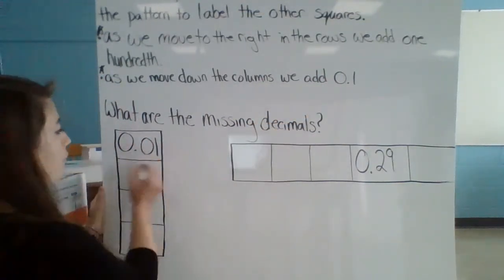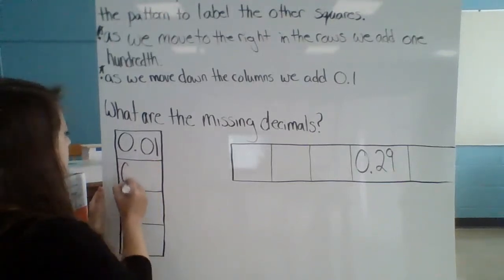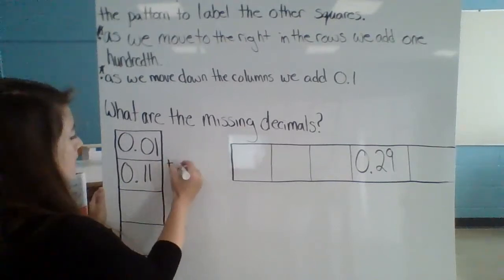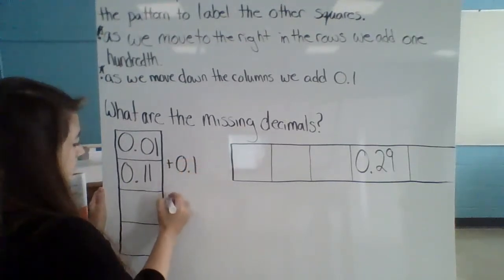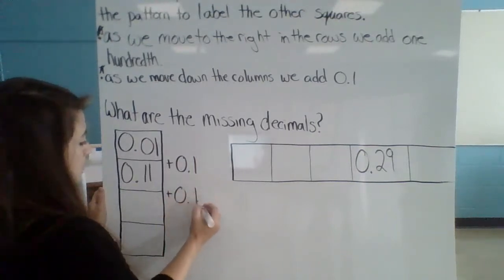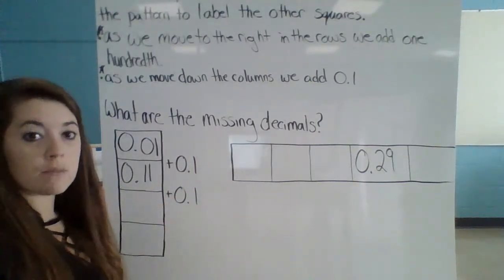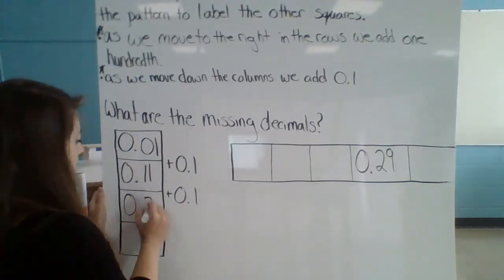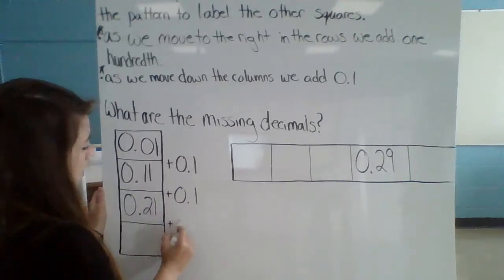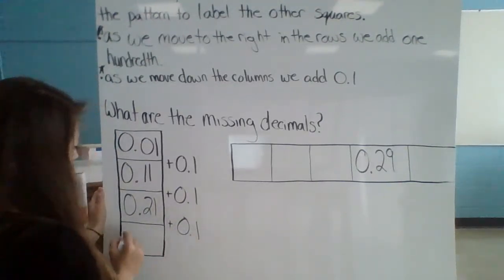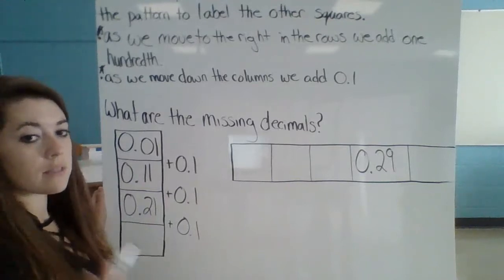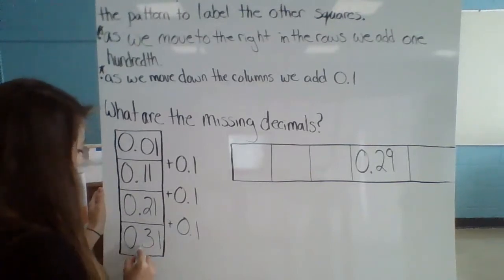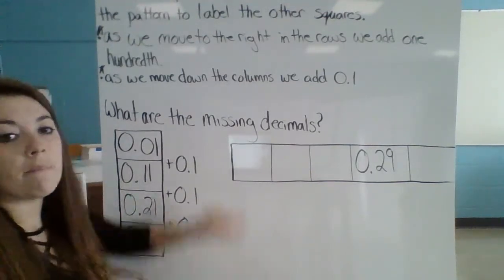So we have 1/100th. We're going to add a tenth to it, so we're going to end up with 11/100ths. Remember, plus. So then we do it again. 11/100ths plus a tenth gives us 21/100ths. And then we do it one last time. 21/100ths plus a tenth gives us 31/100ths. Excellent. So remember these patterns.